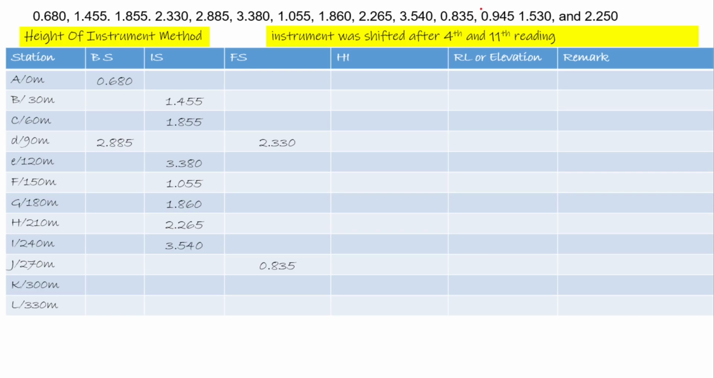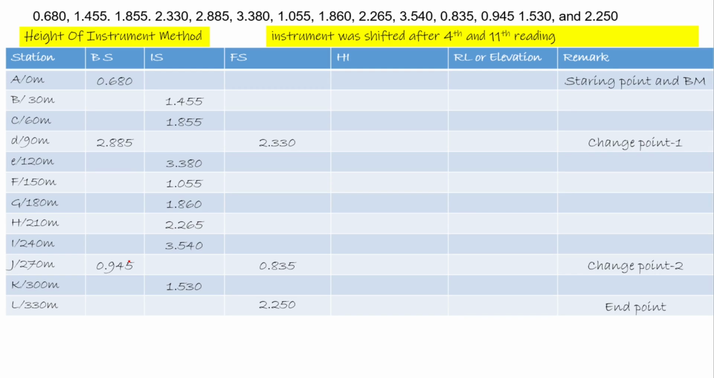Now this is your change point. So after this foresight, again it is your backside, it is your foresight, and this one is your intermediate sight. So we will start from here. So it is your entry for the third setup. As in your problem, the RL or elevation of point A was given, and we will put the remark. Remark will be your starting point, end point, and change point. So we will mark everything in the remark.